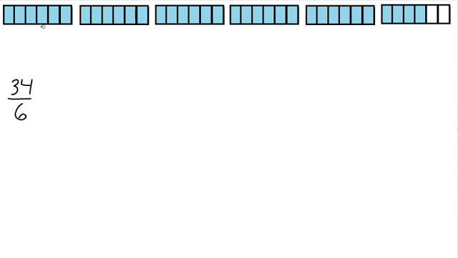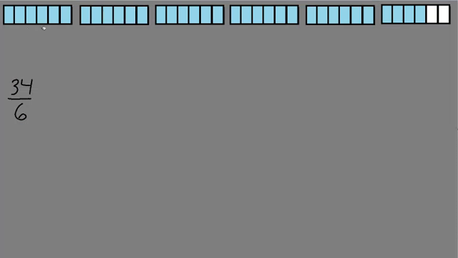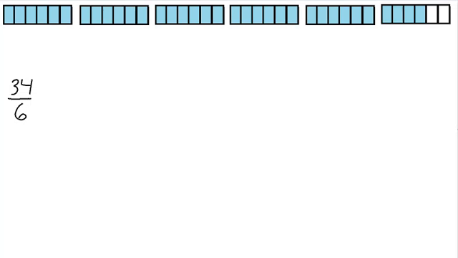You could count: 1, that's 2, that's 3, that's 4, that's 5. And then there's 4/6 left in this one. So there's 4/6 in that one. So you can see from the visual model, you have 5 and 4/6.